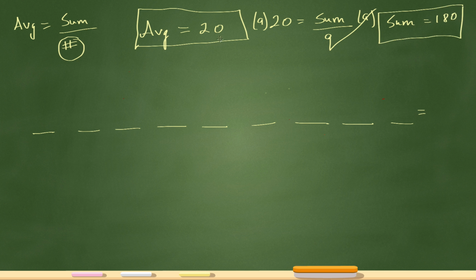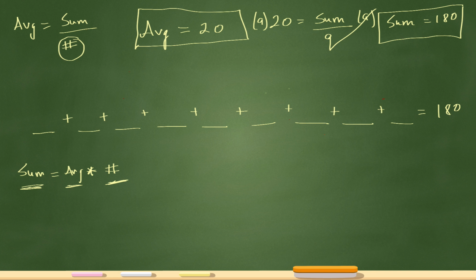I just like to memorize it. If I'm given the average and the number of things, I can just multiply the two: the sum equals the average times the number of things. So I know that all of these numbers add up to 180. Again, to recap, the average of these 9 numbers is 20, and there are 9 numbers, so to find the sum I multiply the average by the number of things. Now I know that all of these numbers, when I add them, have to add up to 180.